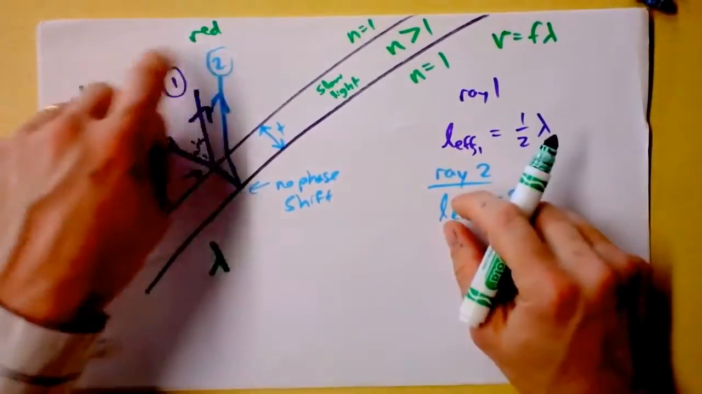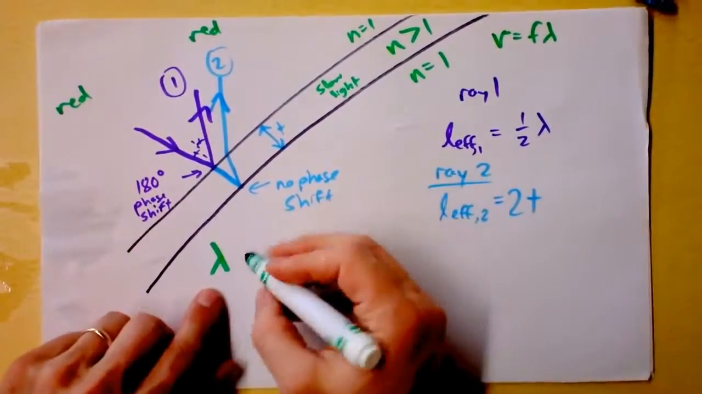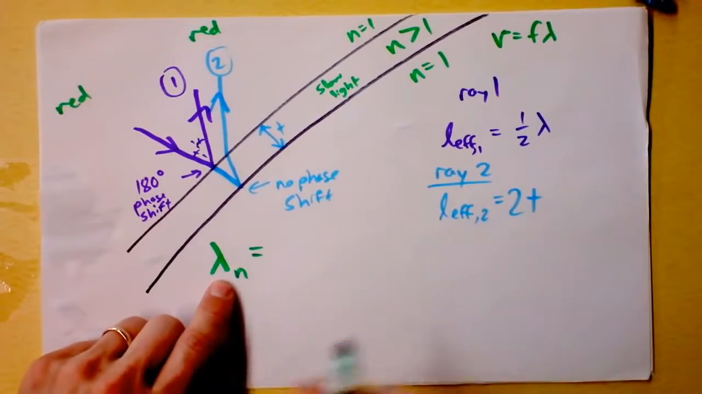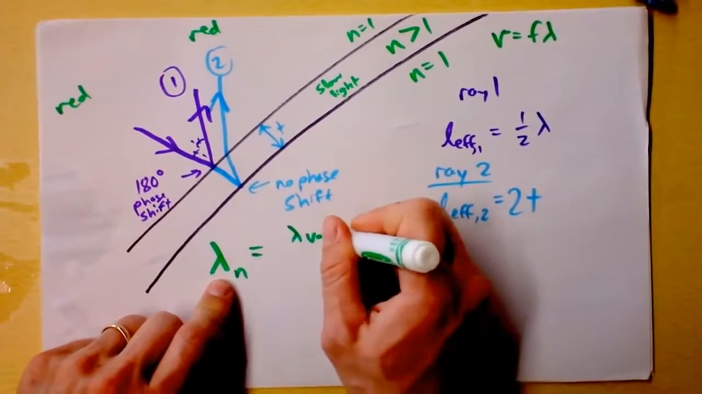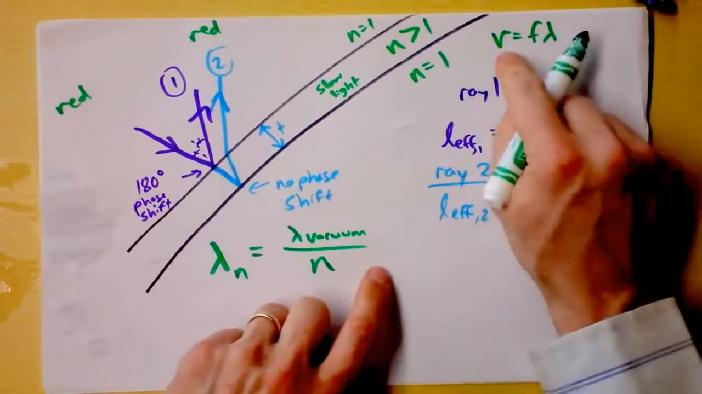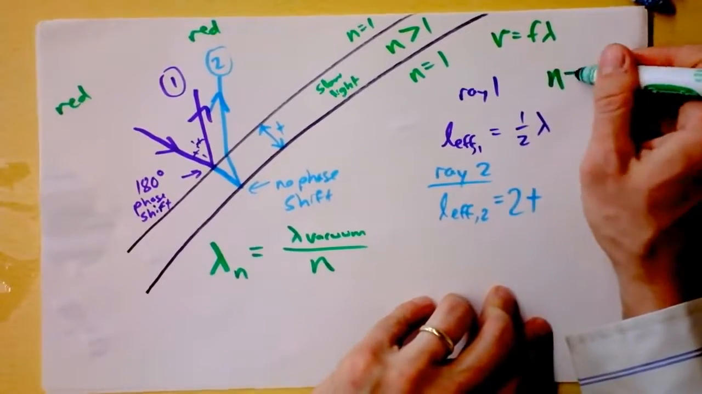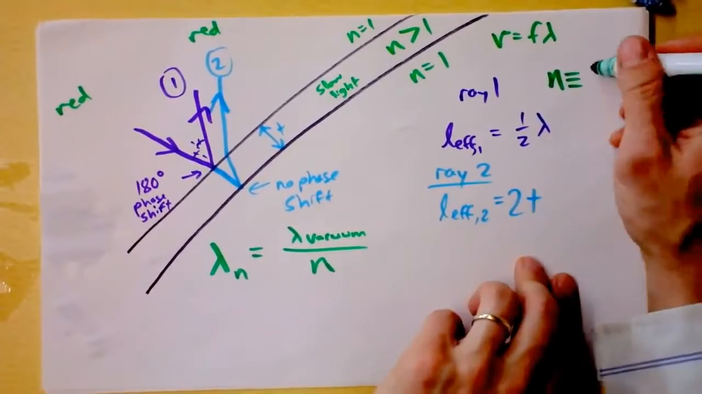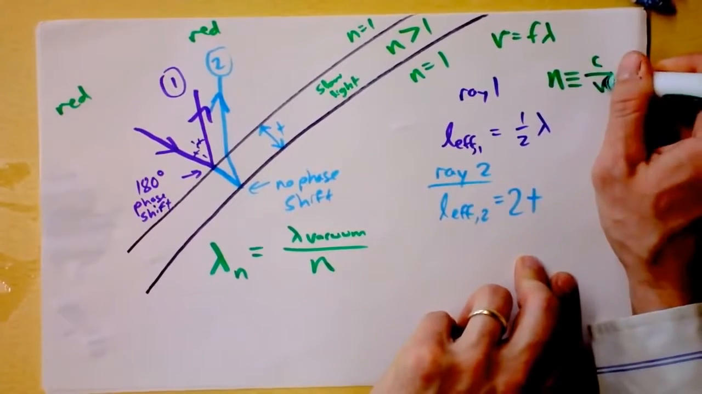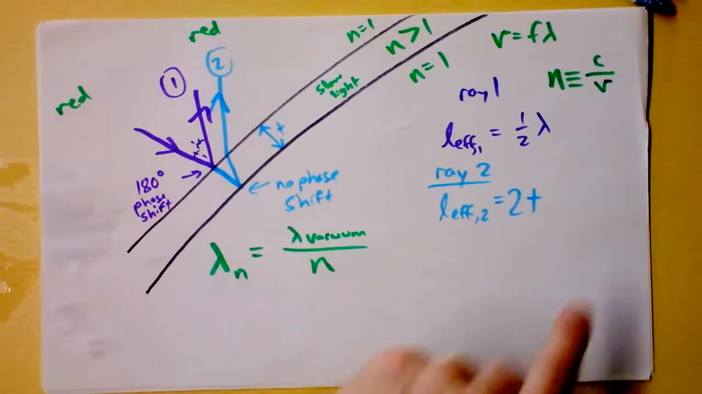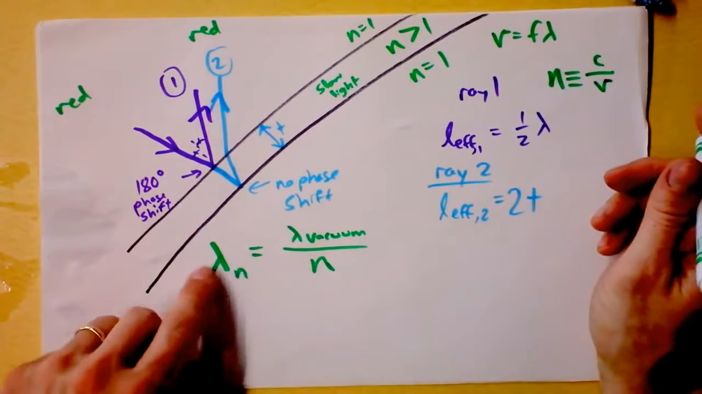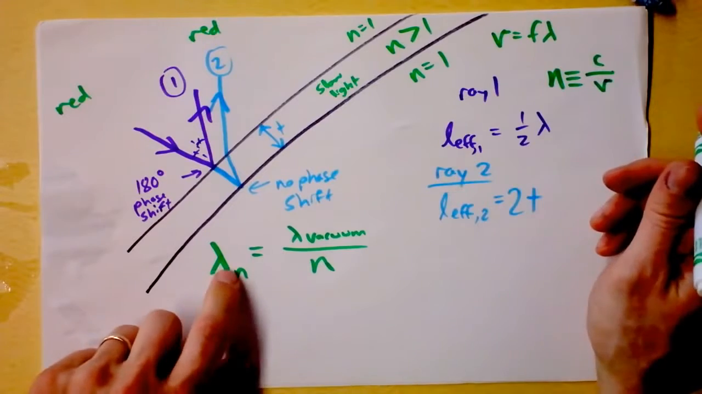Was that hard to see me write red in green? Deal with it. Here's what I'm saying. The wavelength in a medium is going to be the wavelength in a vacuum divided by n. Does that make sense? Let's remind ourselves what n is. The index of refraction is the speed of light divided by the speed of light in that material. So it's always greater than or equal to 1. If I'm dividing by a larger number, the wavelength has been reduced.